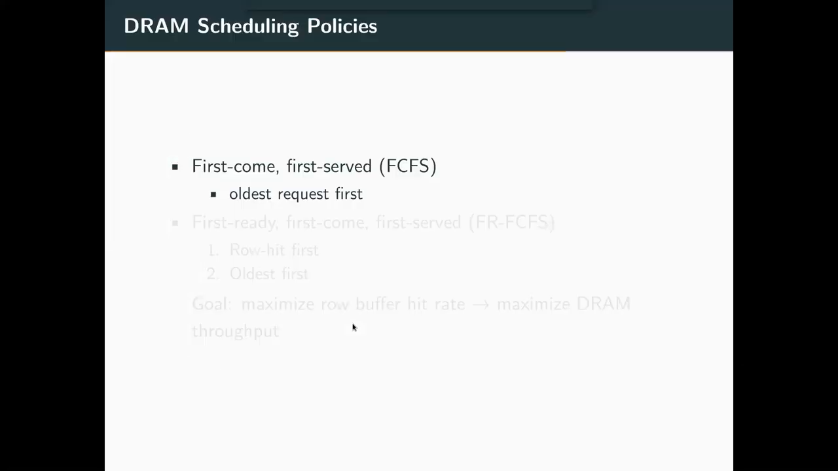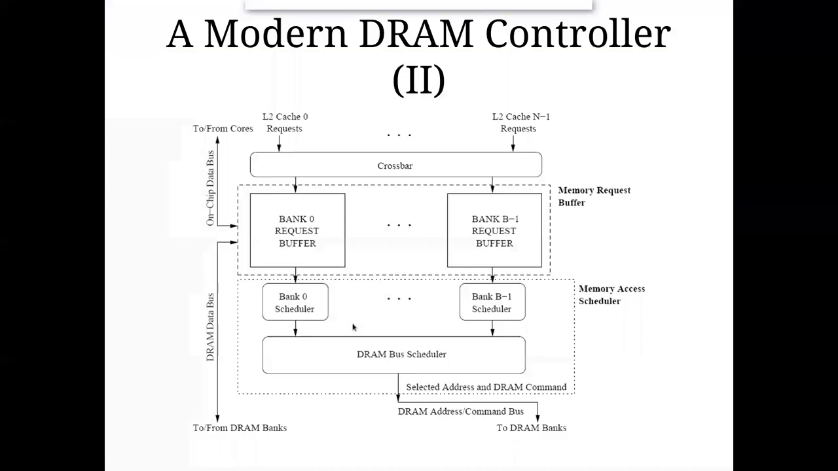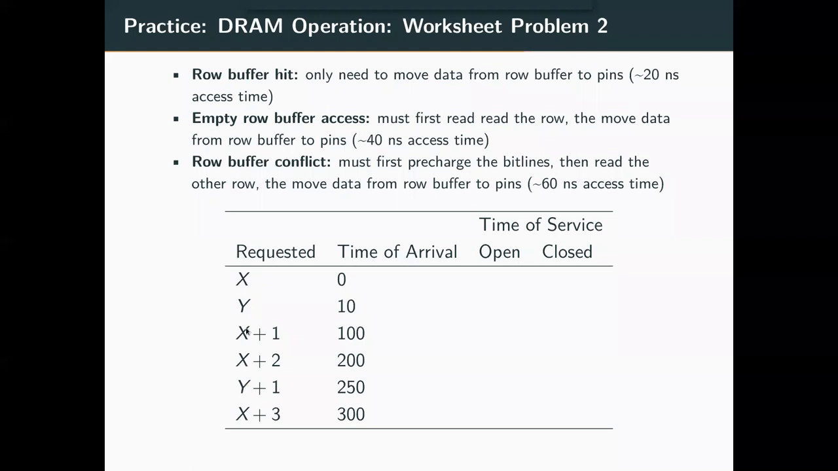All right, so let's talk about a couple of different policies that we could use. Probably the one that would make the most sense off the top of your head would be first come, first serve. It's a classic queue where we service whichever one came in first. That's pretty reasonable as far as that goes, but it has the disadvantage of, for example, alternating between a bunch of different rows on a given bank. That would be suboptimal in this example.